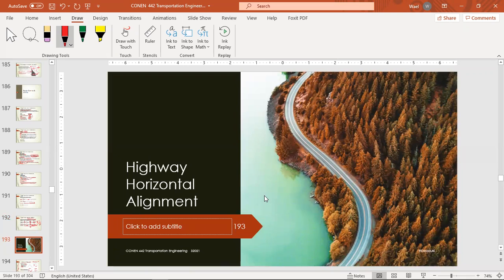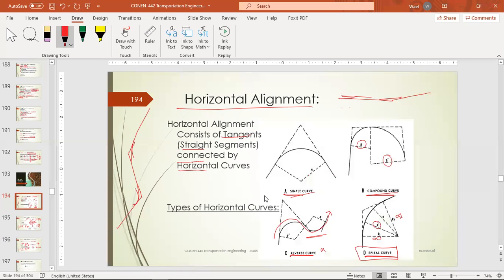So we started with the highway horizontal alignment. We said that the horizontal alignment comprised of a group of tangents connected together by horizontal curves and vertical curves. So we started with the horizontal curves, and as you can see, they have different types. There is a simple curve, and this is basically what we would like always to construct. There is a compound curve.